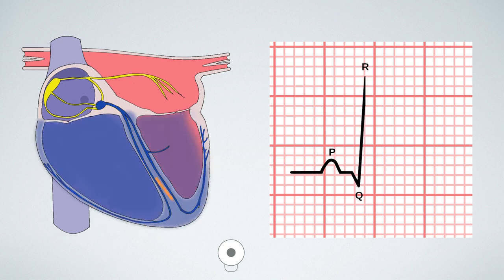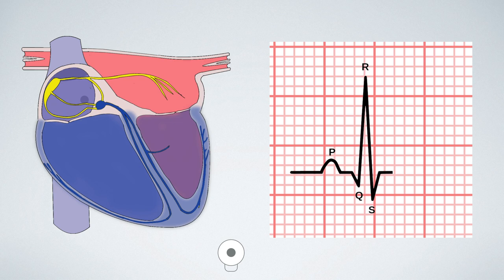As the ventricles depolarize, an R wave is generated in our trace, and as the impulse spreads to the base of the left ventricle, an S wave is formed. The QRS complex subsequently represents complete depolarization of the ventricles.